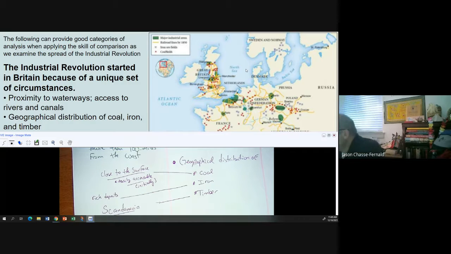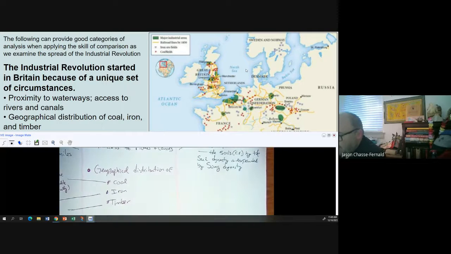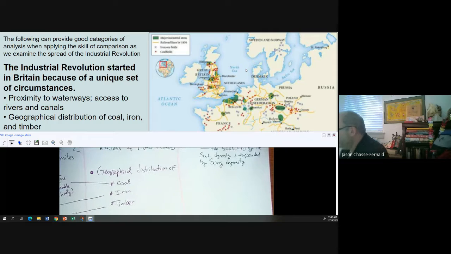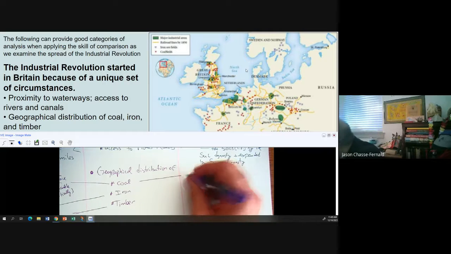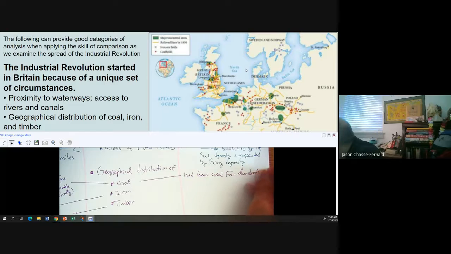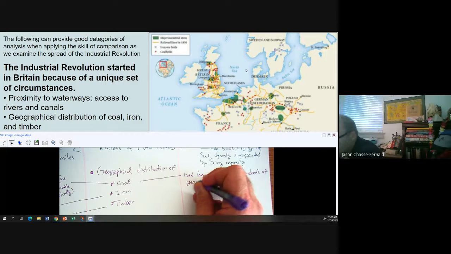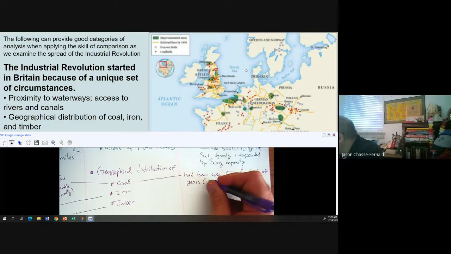All right, so let's move this over to China. How does China fare in regards to these? Are these the environmental factors that England had that China did not? All right, let's look. As far as coal, we know that this had been used for hundreds of years. We actually read about this during the Song dynasty.